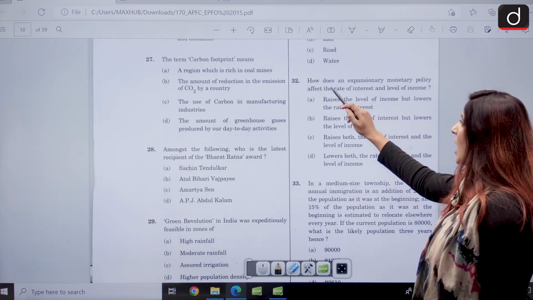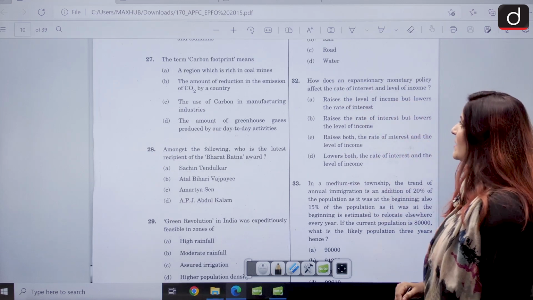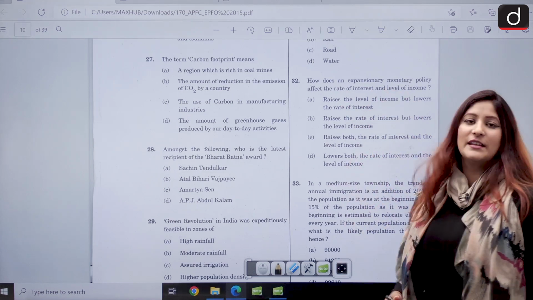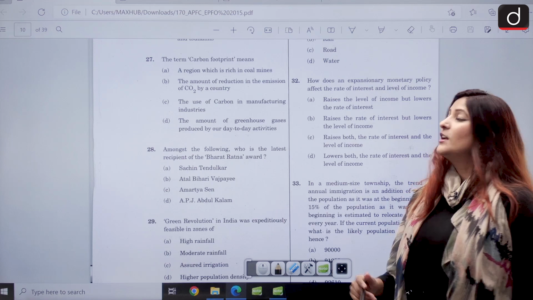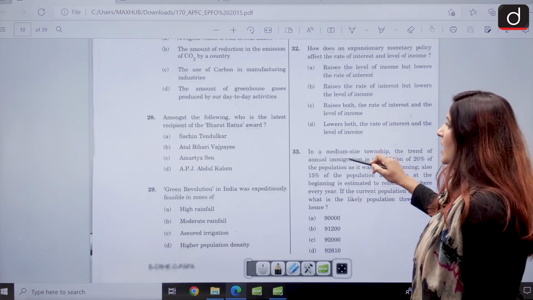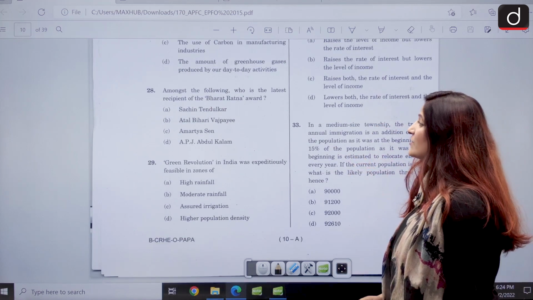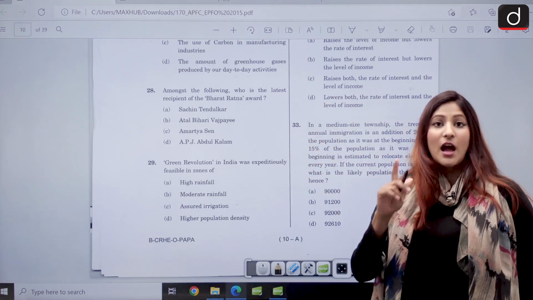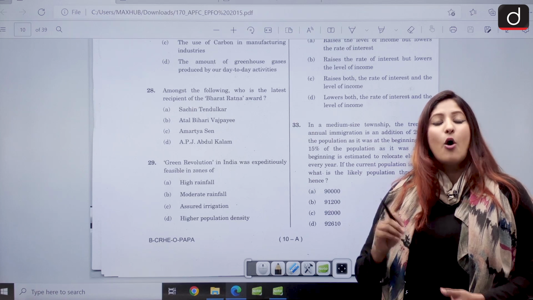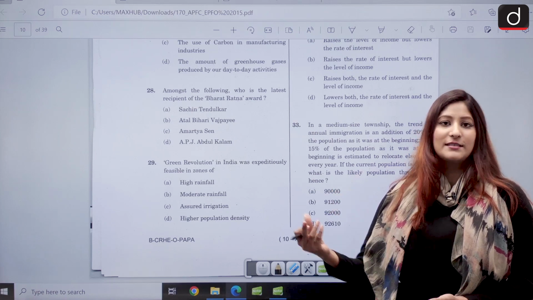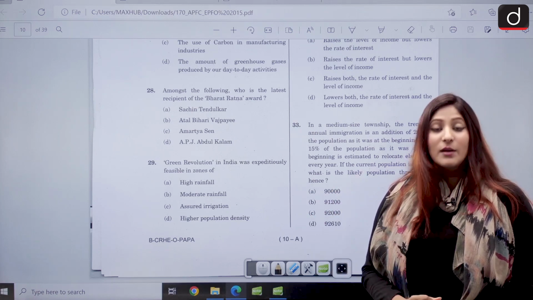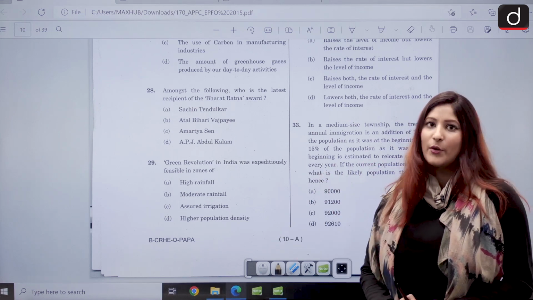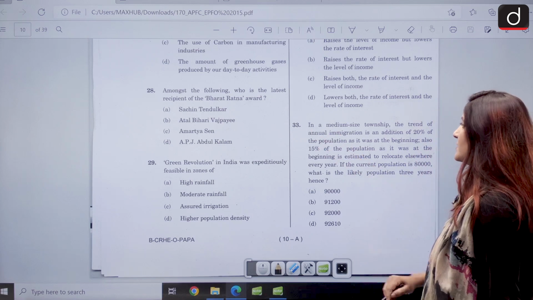Expansionary monetary policy. How does an expansionary monetary policy affect the rate of interest and level of income? Options have been given and you have to select the correct answer. Now again, economics. Amongst the following, who is the latest recipient of the Bharat Ratna Award? Options have been given. Awards given in India, awards received from foreign institutions by Indians, or awards given by India to foreign persons or institutions are also important. Read about them. Current affairs.